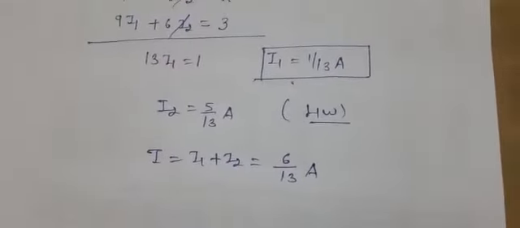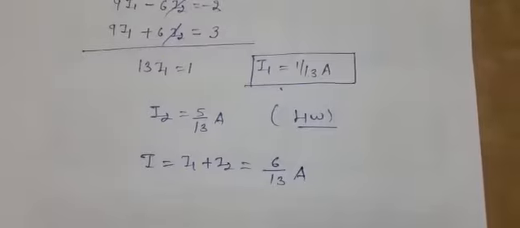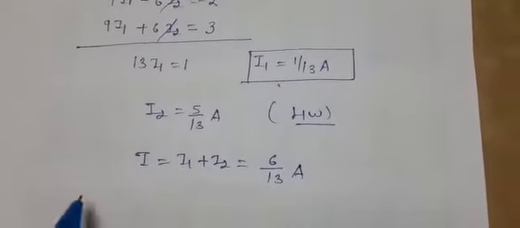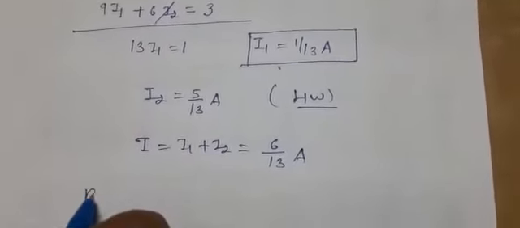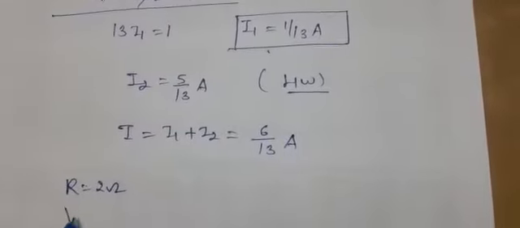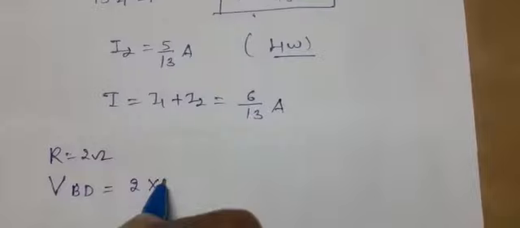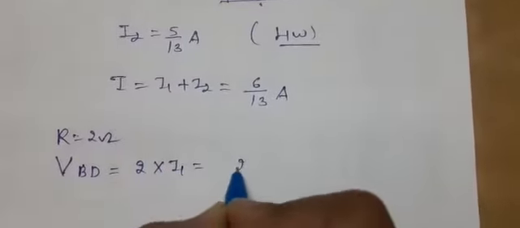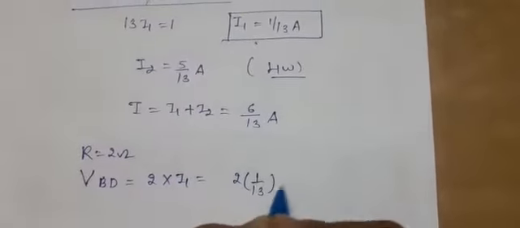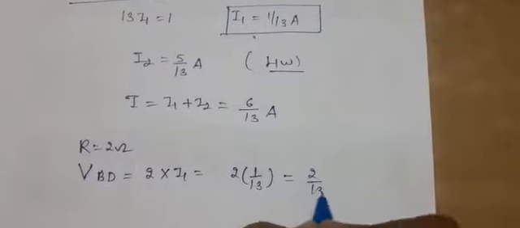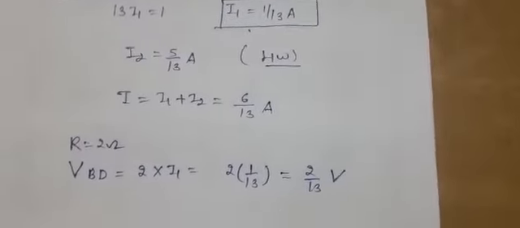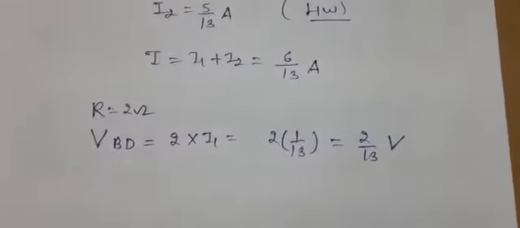Now you have to calculate the potential across BD, as across BD the resistance was 2 ohms. So the potential drop across BD will be 2 into I1. Now I1 here is 1 by 13. So the potential drop will be 2 by 13 volt. So now it's quite simple.